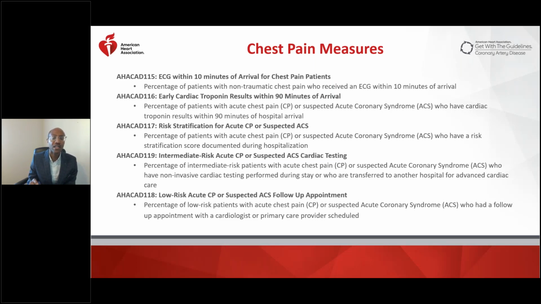And so we're talking about the chest pain measures because evidence, recommendations and guideline writers have identified these specific targets and measures and objectives to improve outcomes. We're going to talk about the role of the electrocardiogram being performed within 10 minutes of arrival. We're going to talk about the role of early cardiac troponin results within 90 minutes of arrival. We'll talk about the role of risk stratification for patients with acute chest pain or suspected acute coronary syndrome. We'll talk about the patients who are intermediate risk or those having suspected acute coronary syndrome.